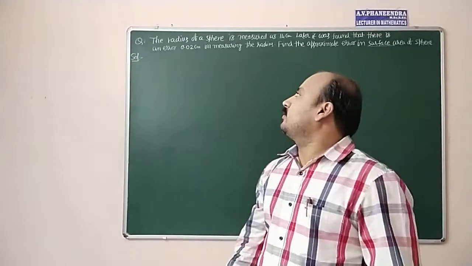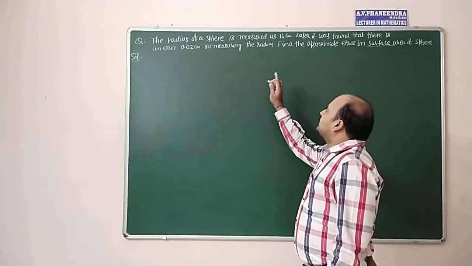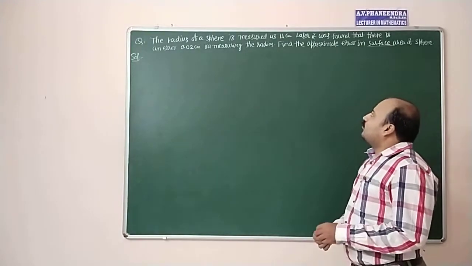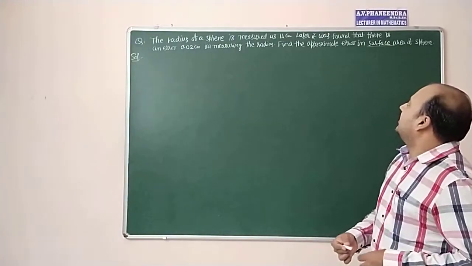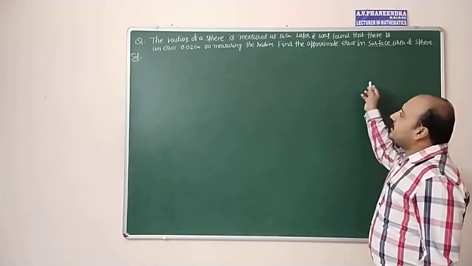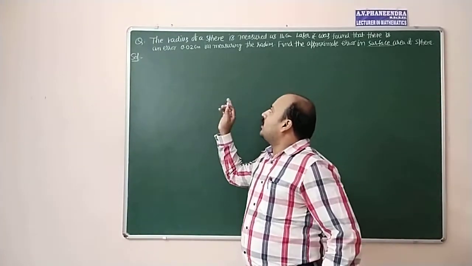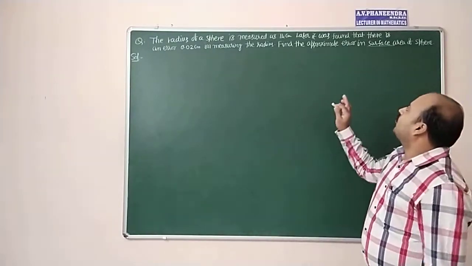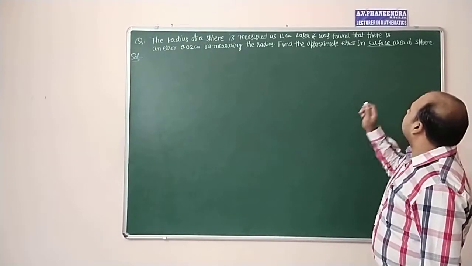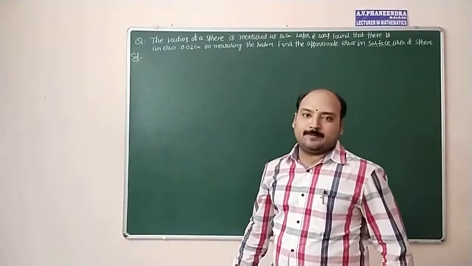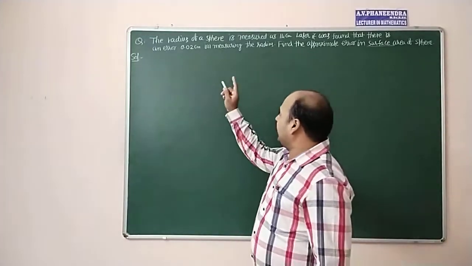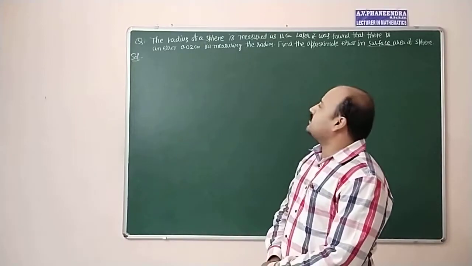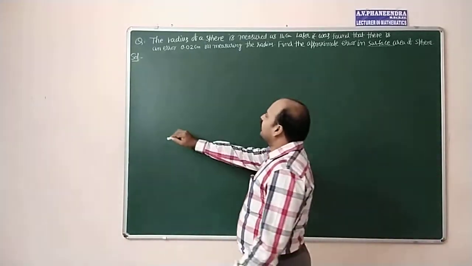The next question. The radius of a sphere is measured as 14 centimeters. Later it was found that there is an error of 0.02 centimeters in measuring the radius. Find the approximate error in surface area of the sphere. Here, the radius of the sphere is measured as 14 centimeters.